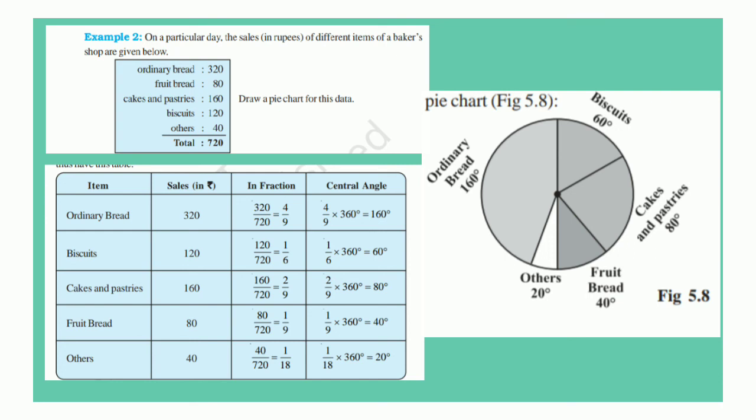So the first is 160 degree, which means 320, and the second one, 60 degree, is 120, then 80 degree portion is 160, then 40 degree portion is 80, and 20 degree portion is 40 sale. Okay, so this is the circle graph or pie chart of the given data.